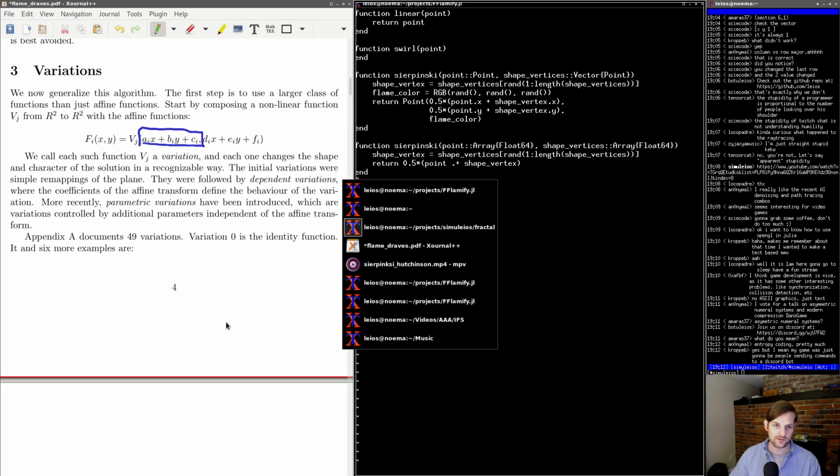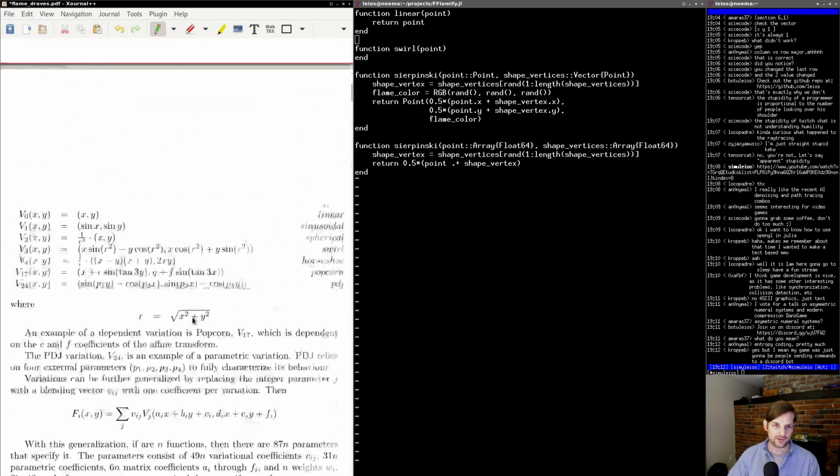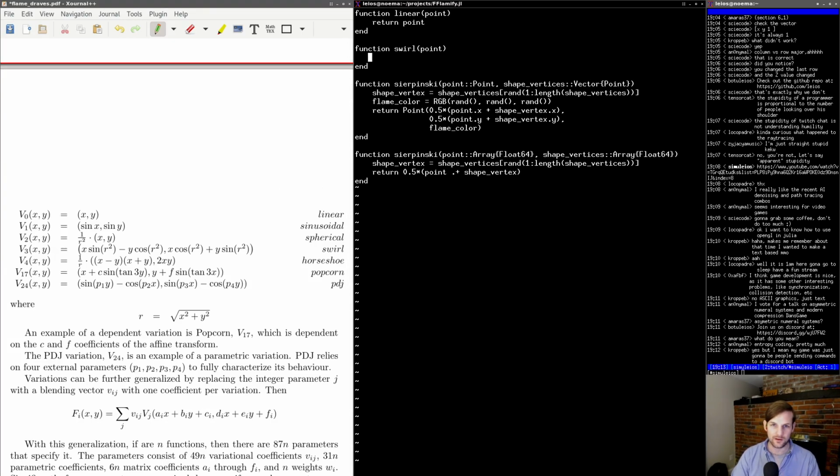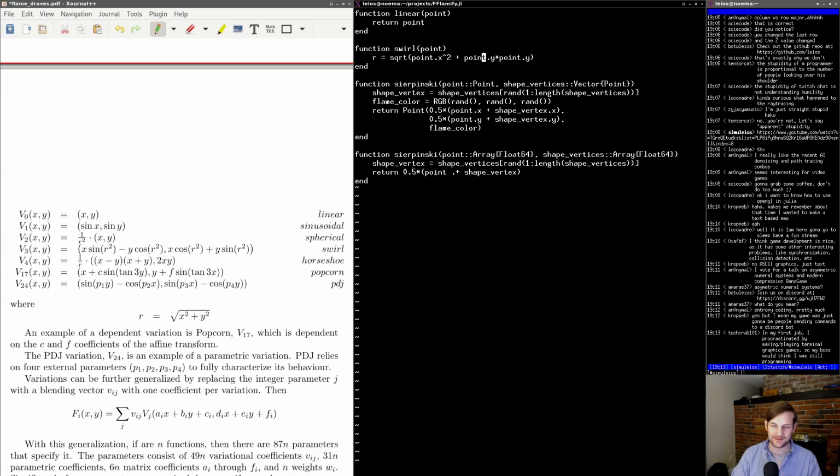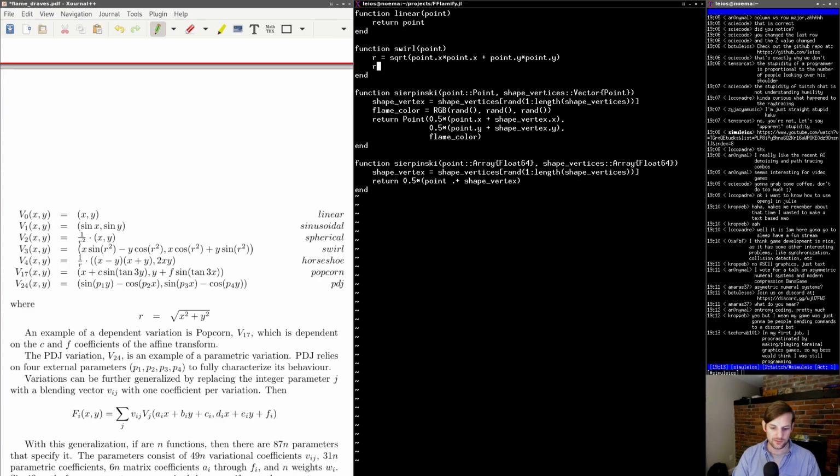There are a couple things we have to consider. Let's go up into the set of variations here. We have swirl, which says x is going to be sine of r squared minus cosine of r squared. We can just implement that as is. The first thing we have to do is define r. So r is going to be equal to the square root of point.x squared plus point.y squared. Now I know what you're thinking. Isn't the squaring operation slow? I think you're right. So I'm actually going to do a multiplication here, point.y times point.y. I don't know if it's actually slow in Julia or not, but superstition wise, I'm definitely doing a multiplication here.